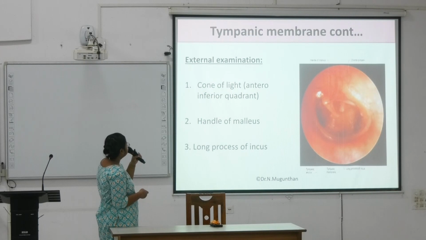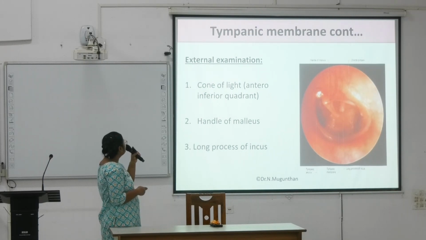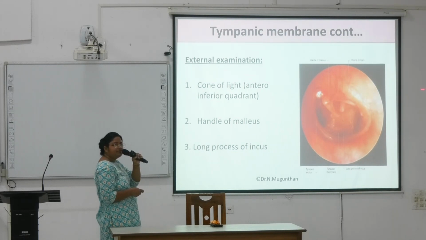Next, we go to the external examination of the tympanic membrane. The cone of light is reflected in the antero-inferior quadrant here. In the antero-inferior quadrant, you can see the cone of light. And the handle of the malleus and the long process of the incus can be seen from the outer aspect.